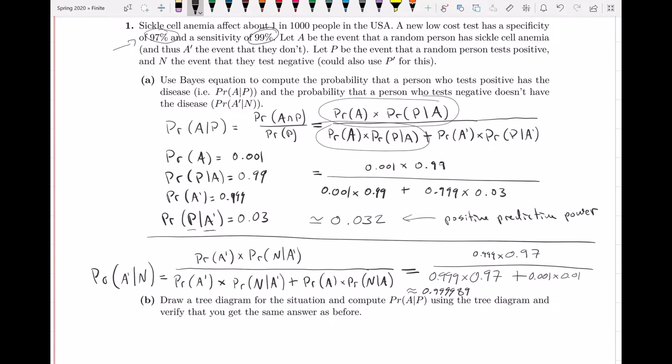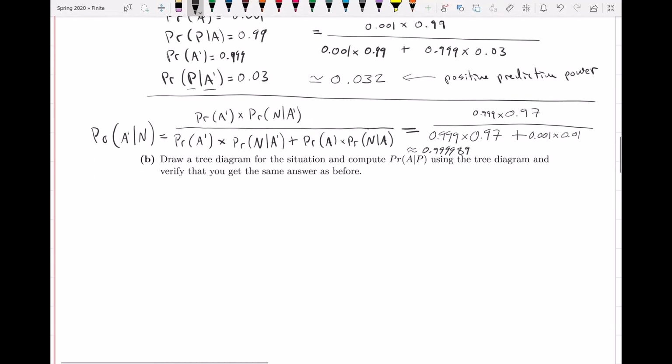And this is negative predictive power. So this test has very strong negative predictive power, not very strong positive predictive power. And that's really just a result of the fact that the disease is rare to begin with. So if a disease is rare, tests for it will have low positive predictive power. That's just how it works.